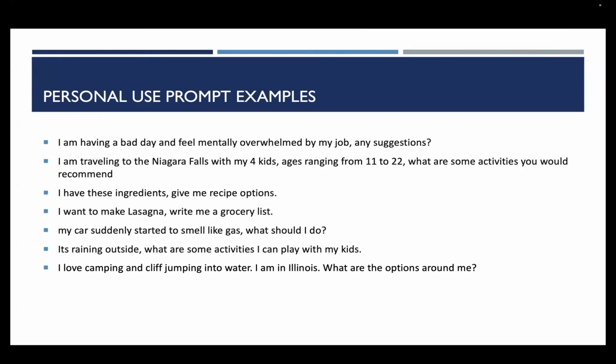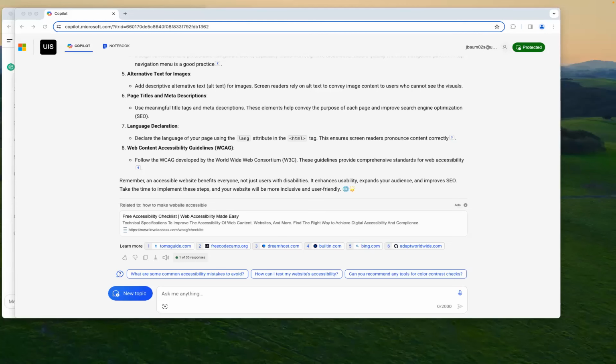And so I'm going to go ahead and try some of these different prompts, but you can see: I'm having a bad day. I feel mentally overwhelmed by my job. Any suggestions? I'm traveling. I have these ingredients. I want to make lasagna, write me a grocery list. My car suddenly smells like gas. What do I do? It's raining outside. What are activities to play with my kids? And I love camping and cliff jumping into water. I'm in Illinois. What are my options around me? And so these are all fun, different prompt examples I wanted to show you. And so we'll go ahead and go back to the chat and we're going to input some of these and see what we get.